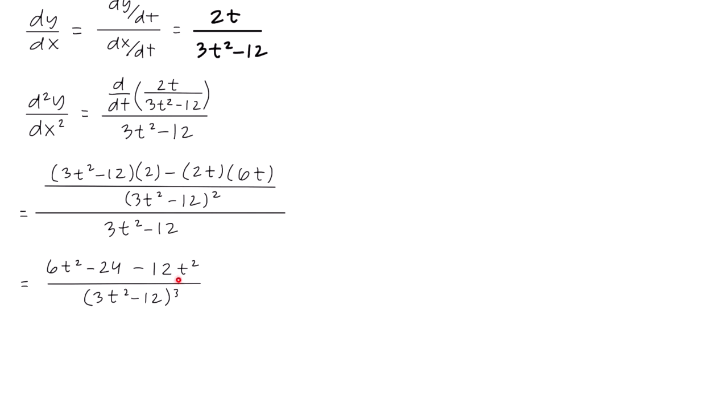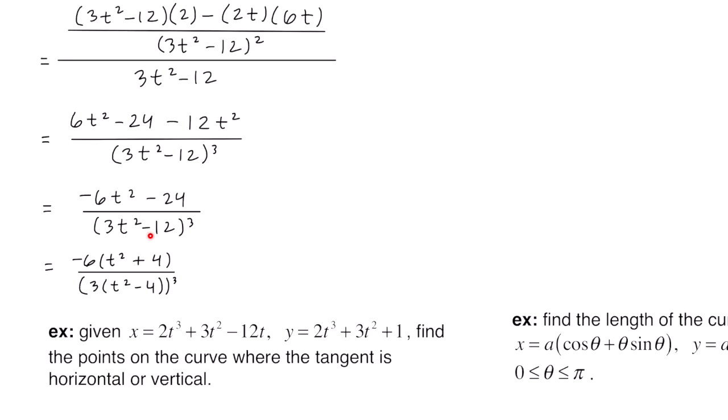Next, we're going to combine like terms in the numerator. And then we're going to simplify this up a little bit. I want to factor out a negative 6 in the numerator. And then inside here, I want to factor out a 3. So in the denominator, I just want to be really careful.